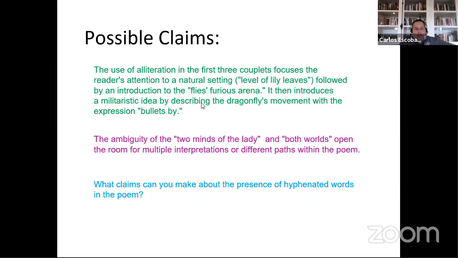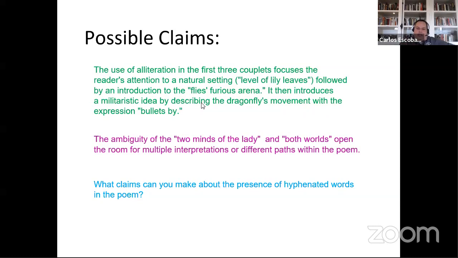So the first, the green, deals with the alliteration. And here we wrote, the use of alliteration in the first three couplets focuses the reader's attention to a natural setting, the level of lily leaves, followed by an introduction to the fly's furious arena. It, the alliteration, then introduces a militaristic idea by describing the dragonfly's movement with the expression bullets by. So these are the observations, right? We say, I've read this poem, I've identified alliteration, and I've written a sentence that tells me how the alliteration is functioning, but what's missing now is the connection, like I said, to the central idea.